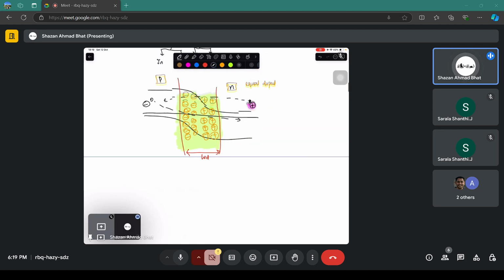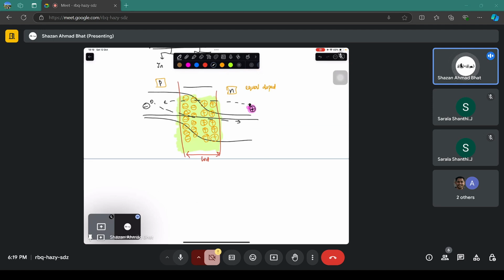And now you see that there is a built-in electric field set up. The electric field line comes out from a positive charge and ends on a negative charge. So you have an electric field in this direction. If you have a positive charge, you have a negative charge. So these are the electric field lines, which look something like this, coming out of a positive charge and ending on a negative charge.